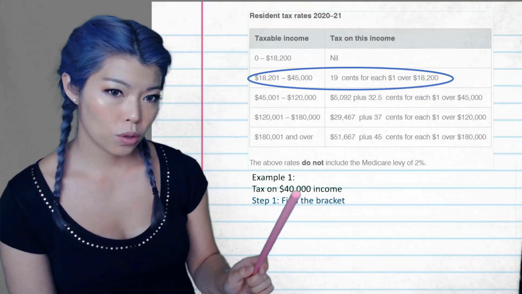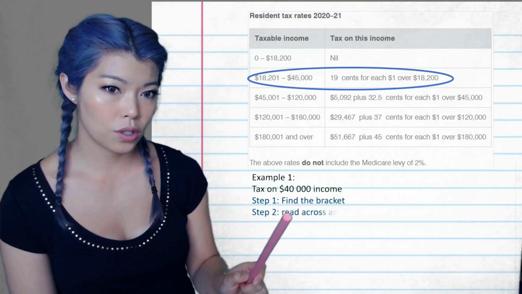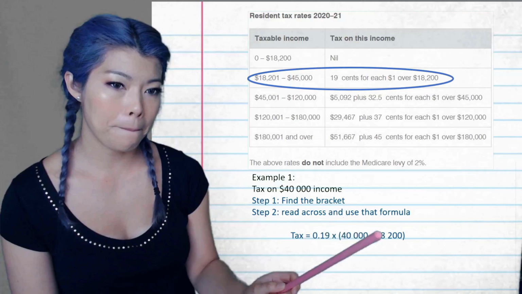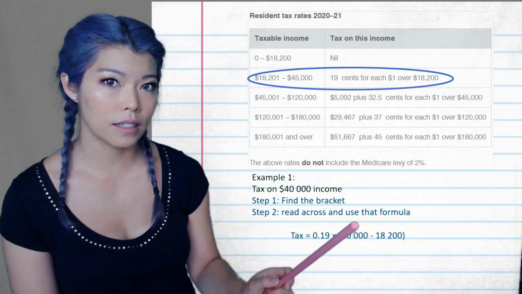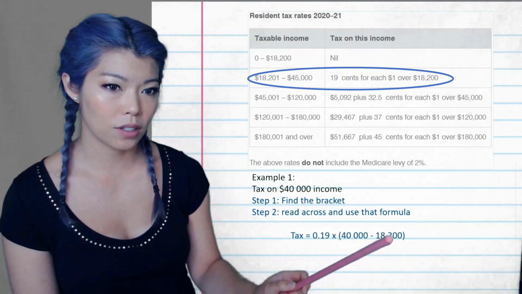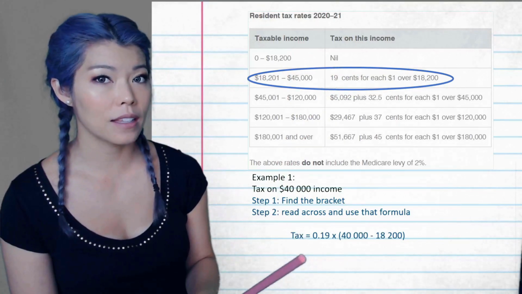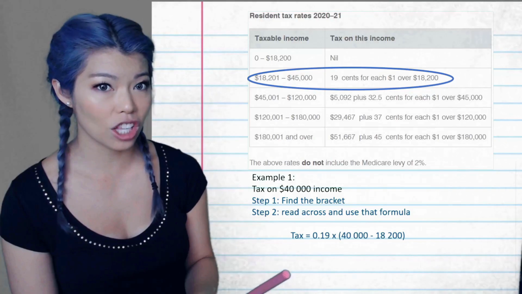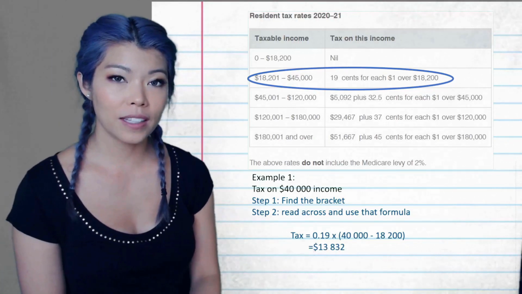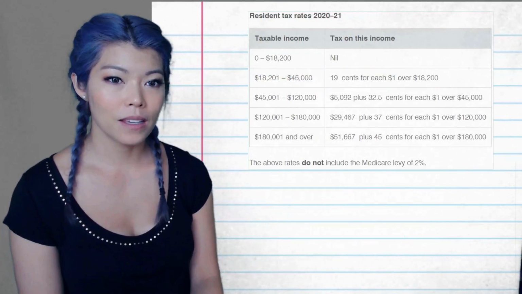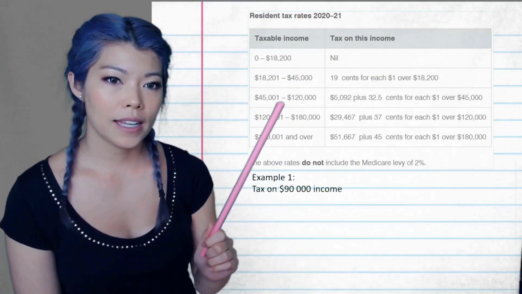So how much more than 18,200 do you have? We write down the formula. 40,000 minus 18,200 is how much more than 18,200 you have. Then multiply by the 19 cents, and you would write it as 0.19 because we work in dollars. So you would have to pay $13,832.